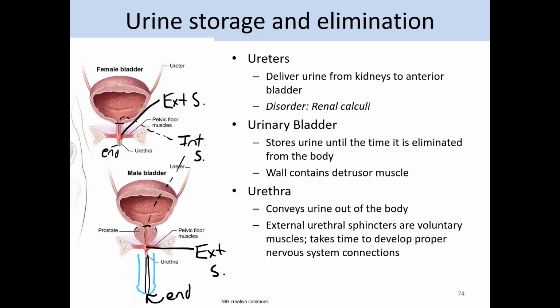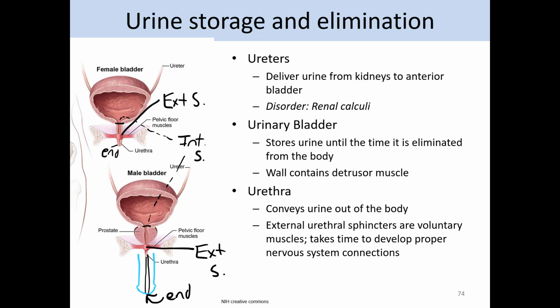And the job of the urethra is to convey the urine to outside the body. The urethra has two sphincters associated with it, the external and internal urethral sphincters. The internal urethral sphincter is located right where the bladder and the urethra meet. And the internal sphincter is under unconscious control. So we don't have any conscious control over this. Now, when that internal urethral sphincter relaxes, the urine will move out of the bladder into the urethra.